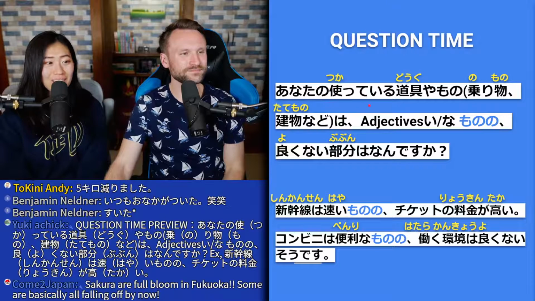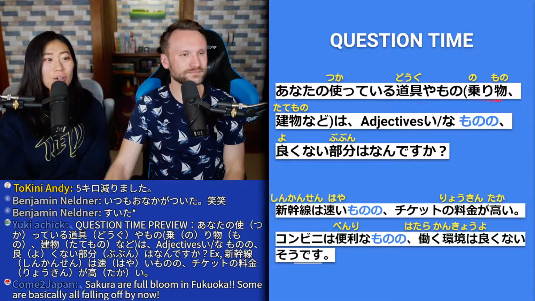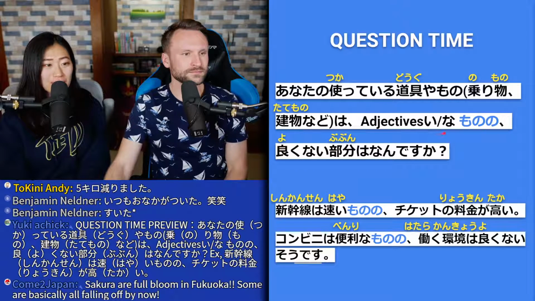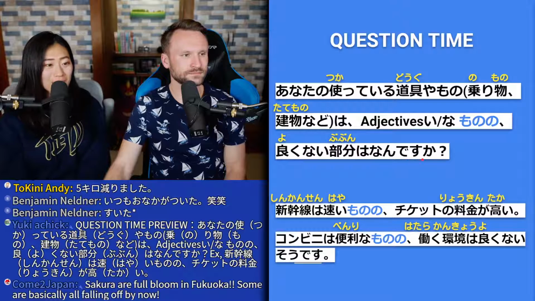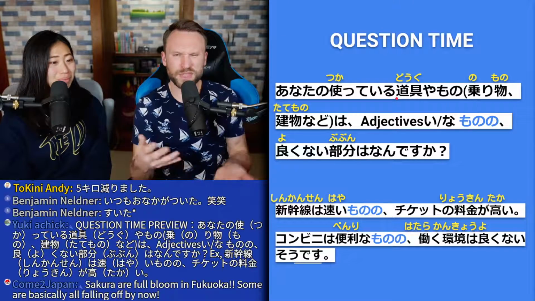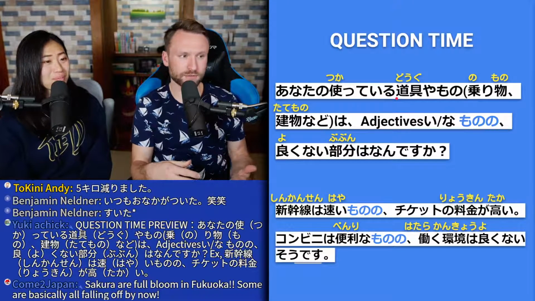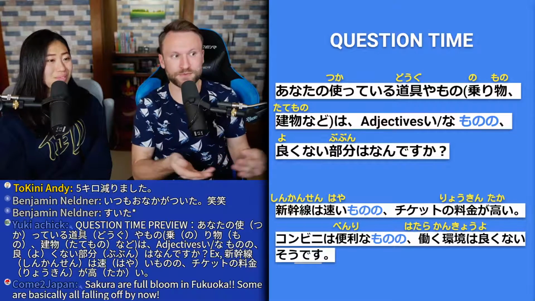あなたの使っている道具や物、乗り物、建物などは adjectives い or なものの良くない部分は何ですか? So among the things, something you use or a tool you have or, cars you're using or a type of transportation, doesn't matter.